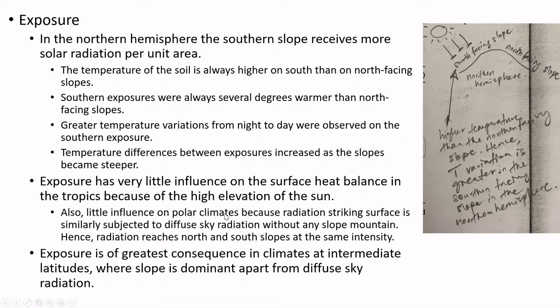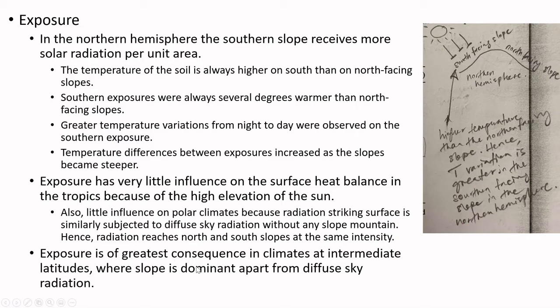Okay, so that's why it doesn't have any influence on the polar climate. This is due to what we call diffuse sky radiation for the polar climate. But for the equator, the tropic area, because the sun heats directly, it heats normally on the surface.